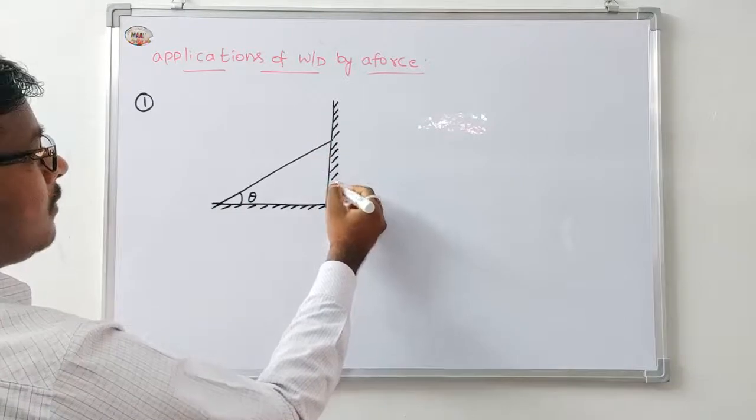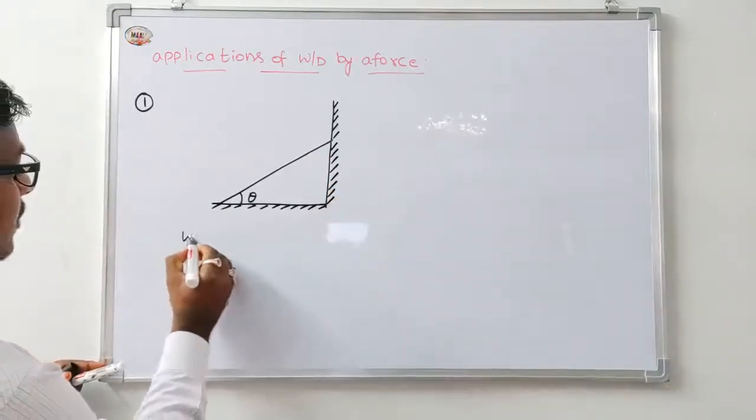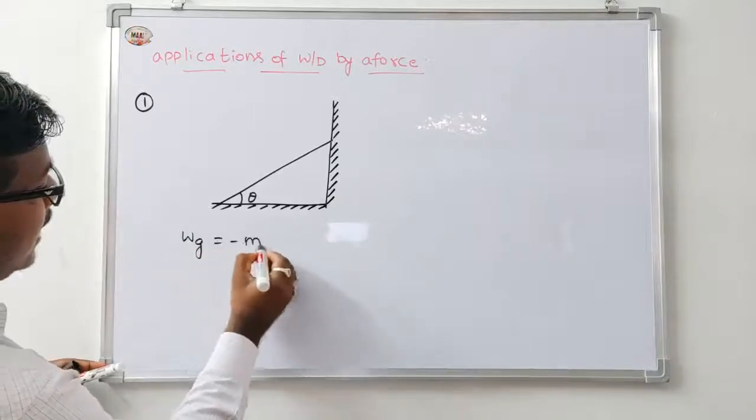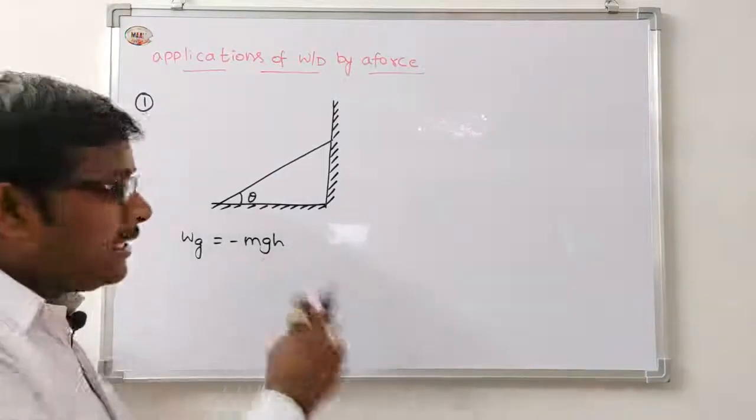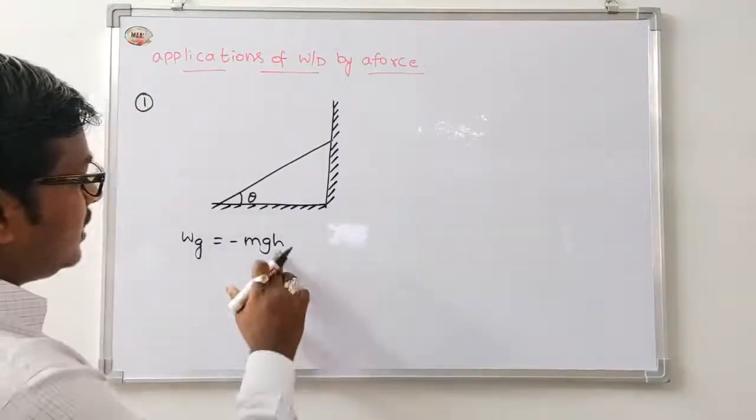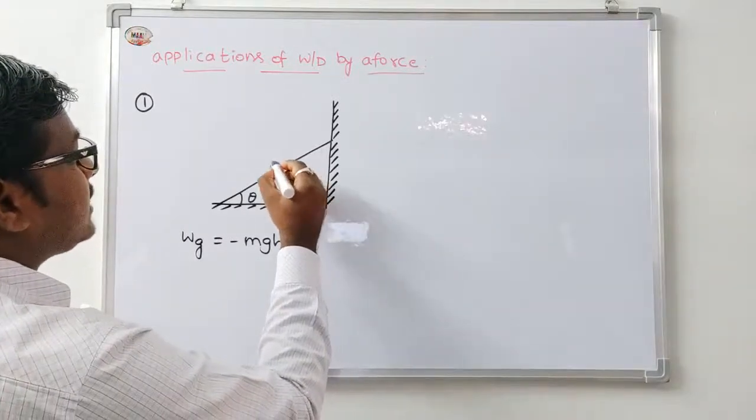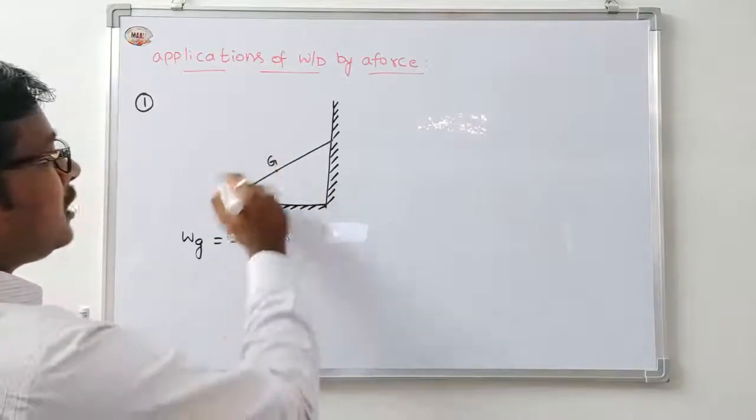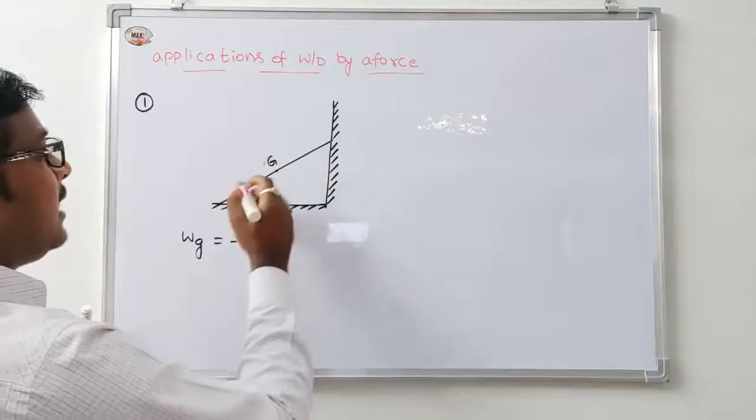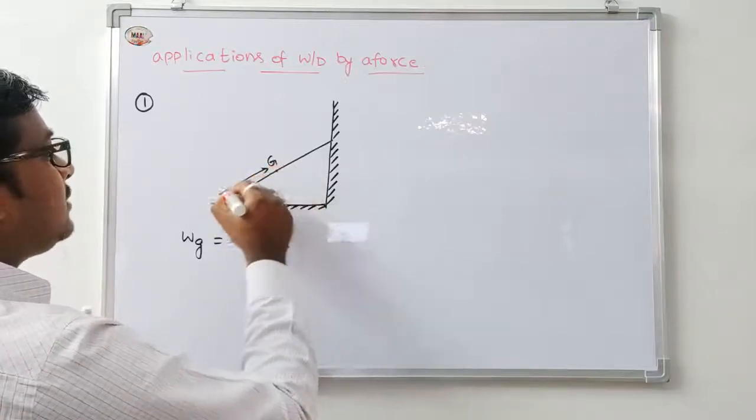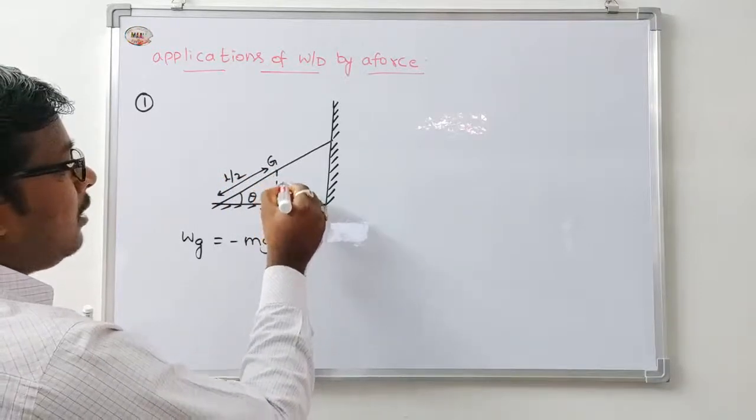The work done by the gravitational force, Wg, is equal to minus mgh. Here h is the height gained by the center of gravity. The total length of the ladder is L, so half of the length is L by 2, and this is the h.